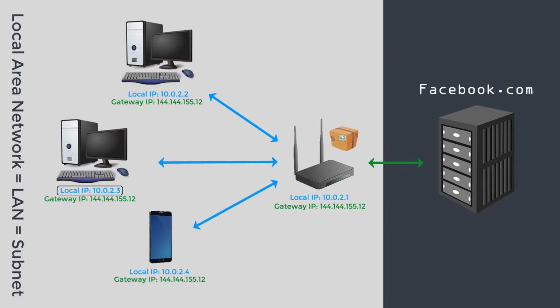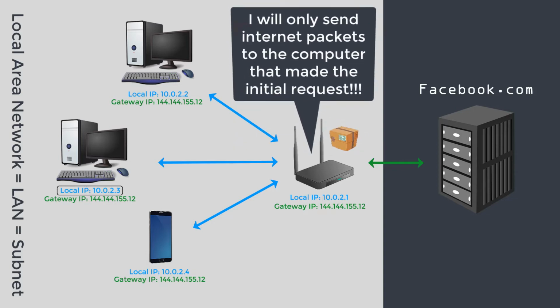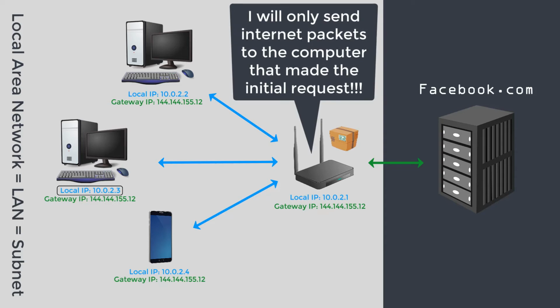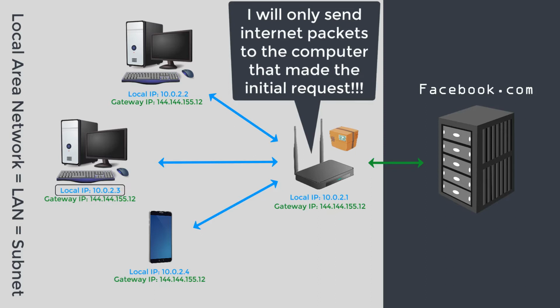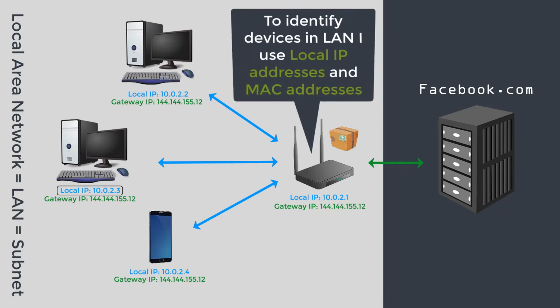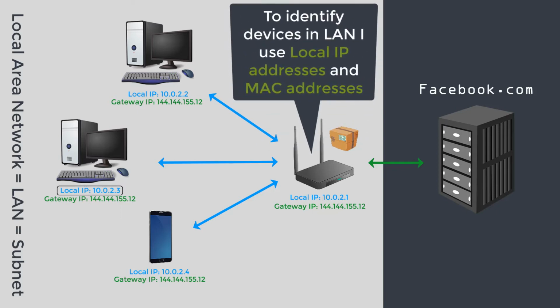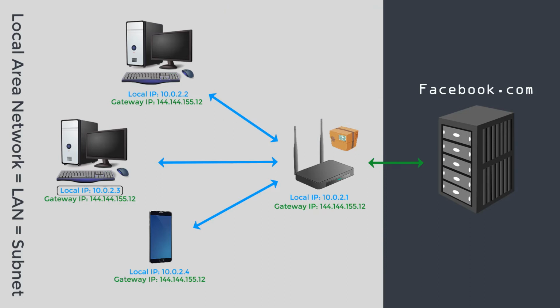Nope, they will not. Why? Since the router will only send these packets to the computer that actually requested them. But the newly connected desktop has the same IP address, right? How does the router know that it's actually a different computer? It's because your router uses not only IP addresses to identify the device in the local area network, but also MAC addresses. I guess it's the right time to explain what MAC addresses are and how they function.